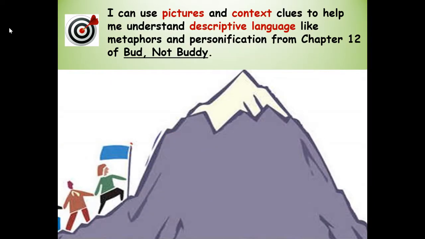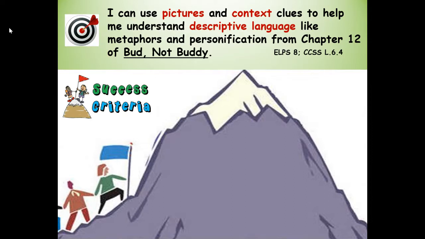Here's our learning target. I can use pictures and context clues to help me understand descriptive language like metaphors and personification from Chapter 12 of Bud Not Buddy. Here's our success criteria. That means how will you know you're successful at using pictures and context clues to understand descriptive language from the chapter?